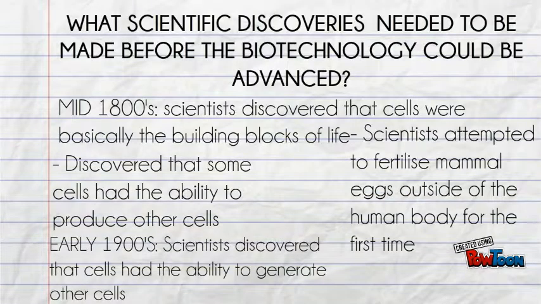In the mid-1800s, scientists discussed that cells were basically the building blocks of life, and that some cells had the ability to produce other cells. Scientists tried to fertilize mammal eggs outside of the body for the first time. Then in the early 1900s, scientists discovered that cells had the ability to generate other cells, in this case blood cells. In 1968, the first bone marrow transplant occurred. It was used to treat two siblings who had autoimmune deficiency.